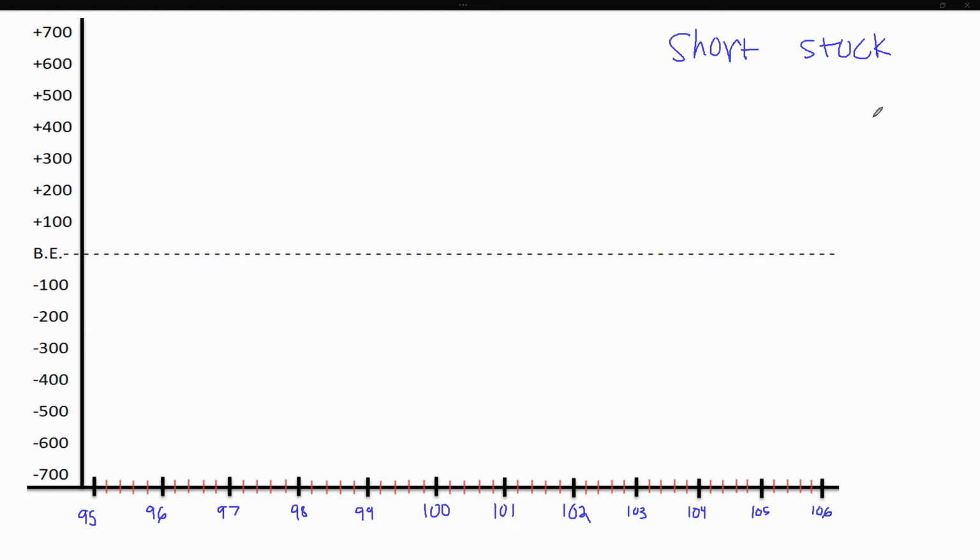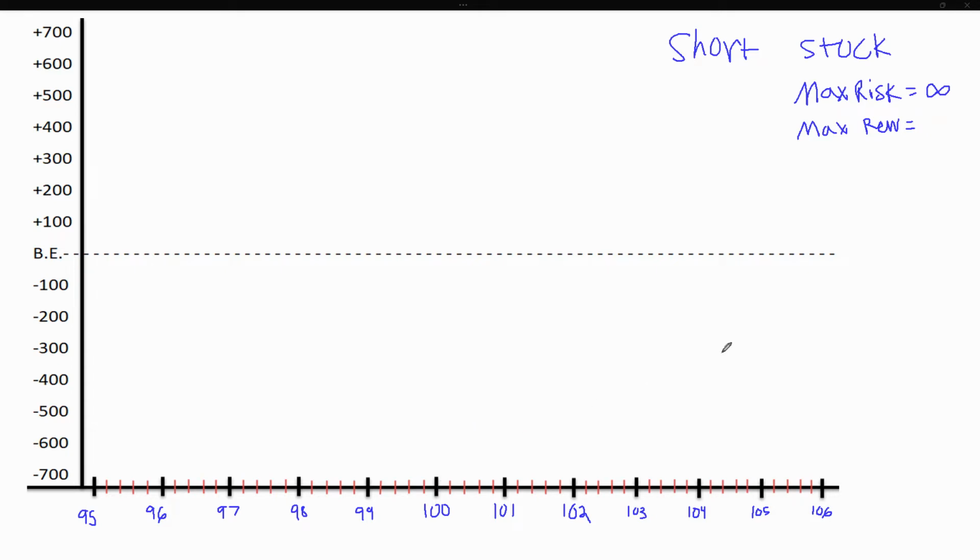Now, here's the tricky part, and here's what makes shorting stock risky: your max risk is now infinite. There are no limitations on how bad this can get. Your max reward is limited to however far the stock goes down, right? From where you shorted it. So let's say that we short 100 shares at 100, okay?